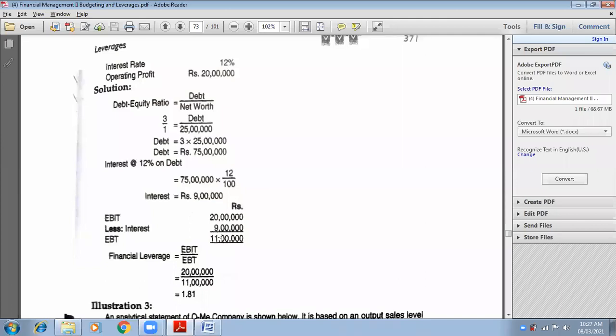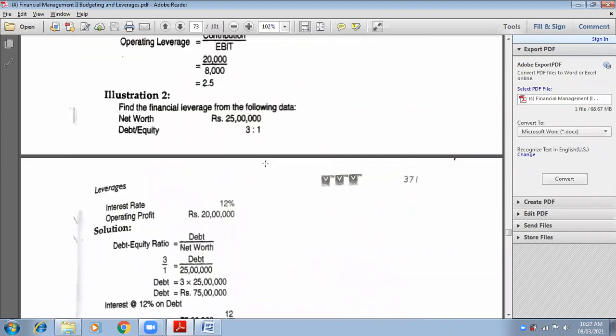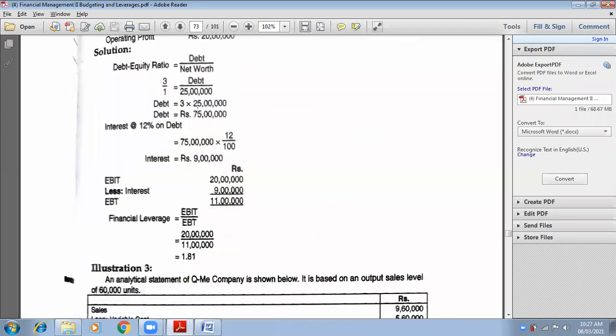And the full form of EBT is earning before tax. And what did they ask you to calculate? Financial leverage. Very good. Financial leverage means DFL, degree of financial leverage. And the formula of degree of financial leverage is EBIT upon EBT. EBIT was already given in the question, 20 lakhs. And now EBT we have found out 11 lakhs. So 20 lakhs divided by 11 lakhs will be 1.81.